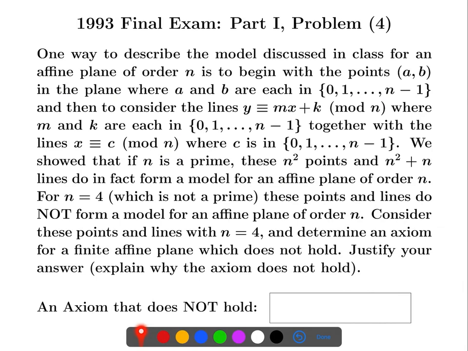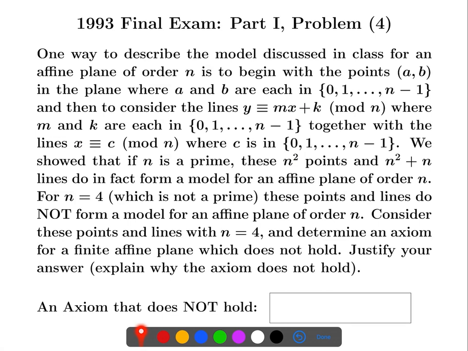Now let me go to this 1993 question. Here we're given the description of how we construct a finite affine plane of order n. And this worked when n was a prime, but I'm describing it in general. We take the points to be with the coordinates a and b between 0 and n minus 1. We take our lines to look like y is congruent to mx plus k, where m and k are between 0 and n minus 1. And also x is congruent to c modulo n, where c is between 0 and n minus 1. So those are giving us n squared points and n squared plus n lines.